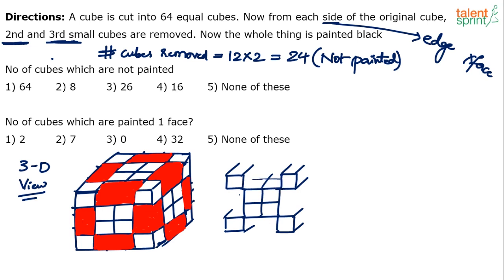I mean, this is from the top. When you look at it from the top, this plus, right? Otherwise, this is the front face. So this visualization is very, very important. If you cannot visualize that, then it will be difficult to answer. So what have we done? We have painted all the faces. I mean, we have painted the remaining part black, right? Remaining part has been painted black. Okay. So now let's answer the questions.